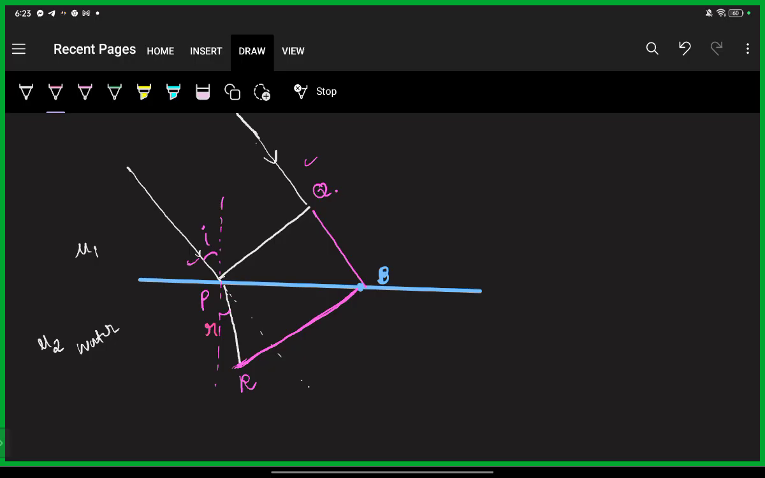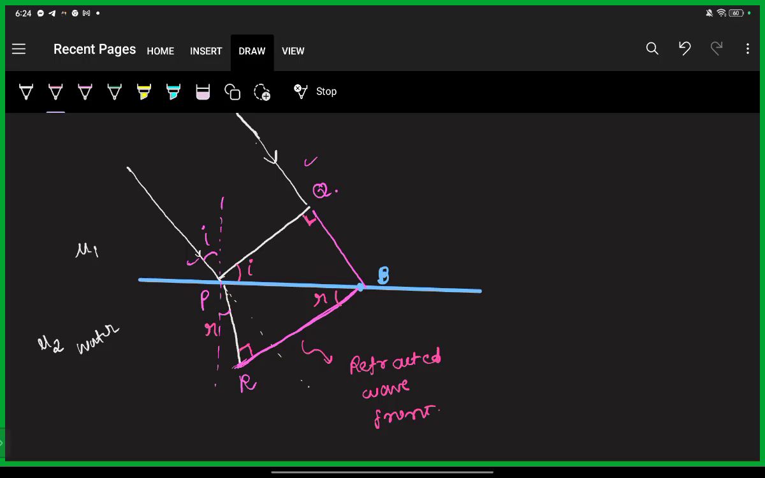As you know that this angle is I, that means this is also angle I, right? And if this angle is R, that means this angle is also R. Yes or no? From the geometry. This is our refracted wavefront. And this is a 90-degree angle. This is also a 90-degree angle.